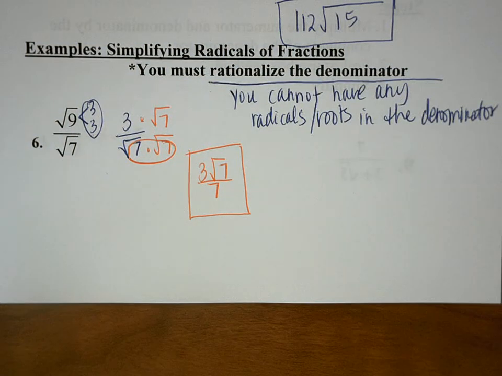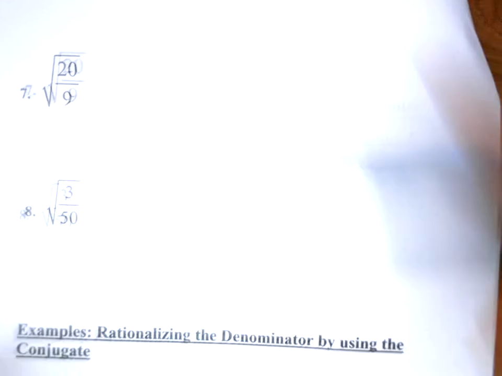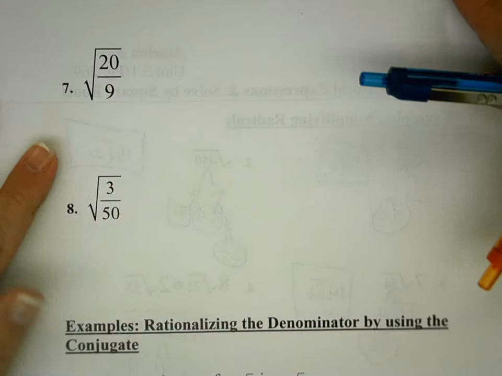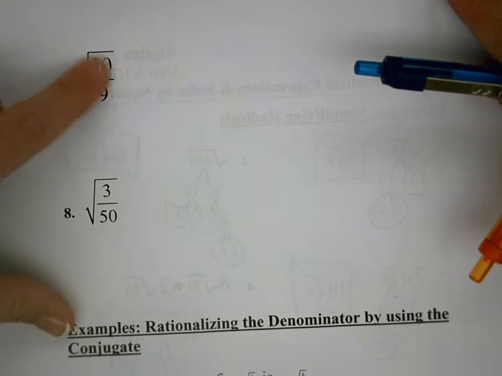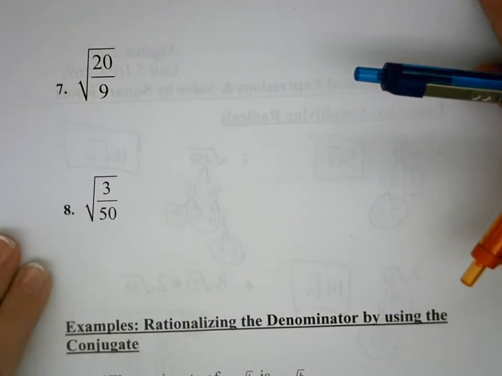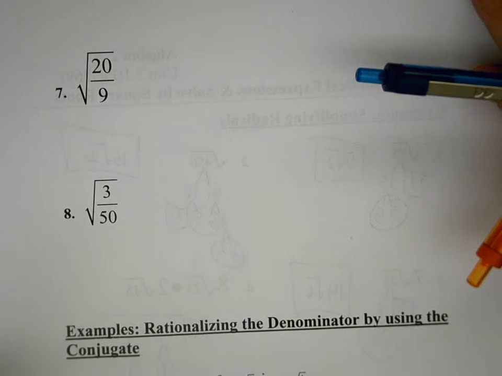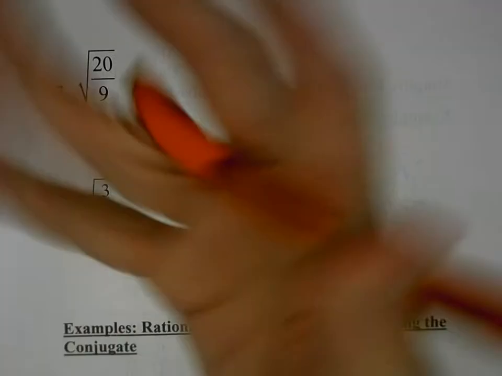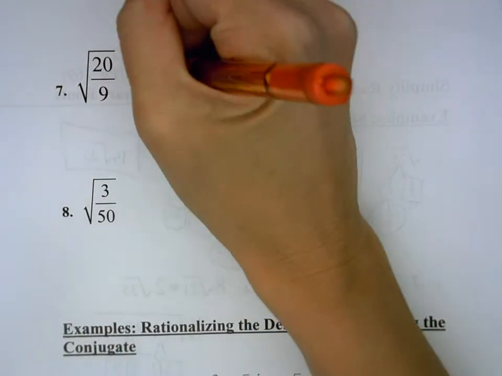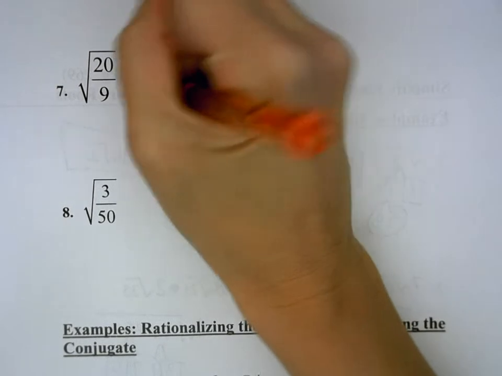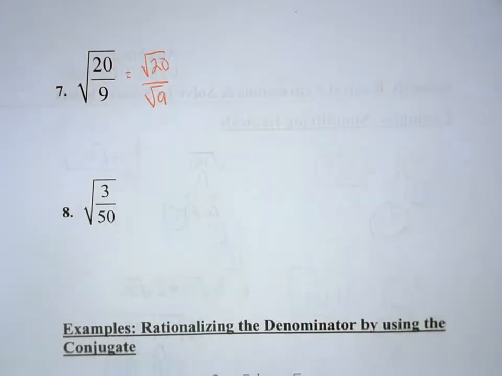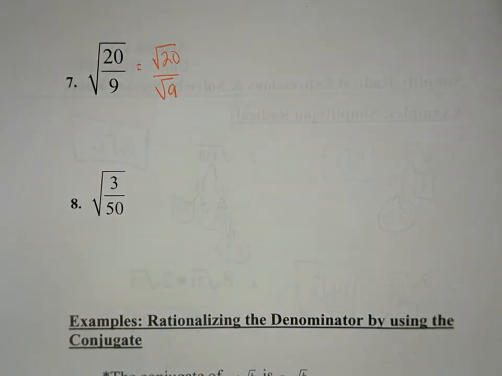Are there questions on that? No? Okay. So moving on to example 7. Do you notice anything? Can I reduce this at all first? Is there any number that can go into both 9 and 20? No. Okay, so I'm not going to reduce it, but this is the same thing as having root 20 over root 9. Now, can I simplify these at all right now?